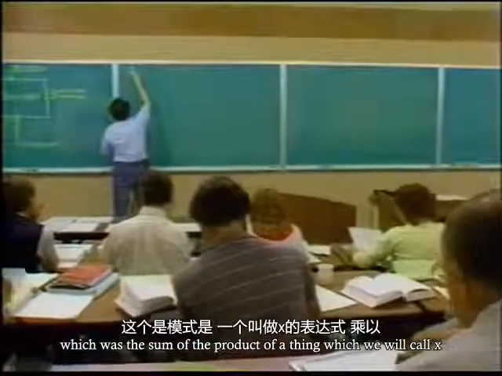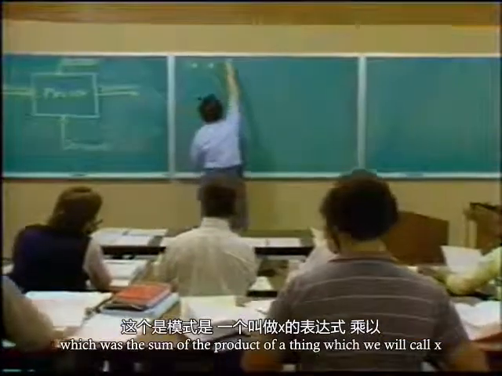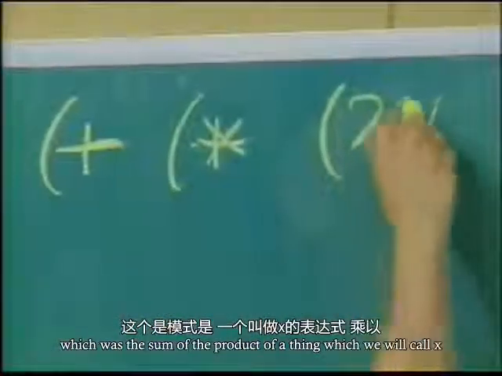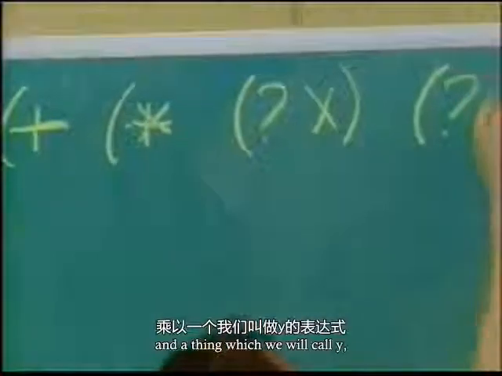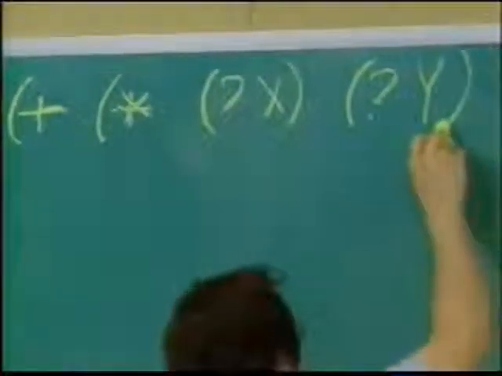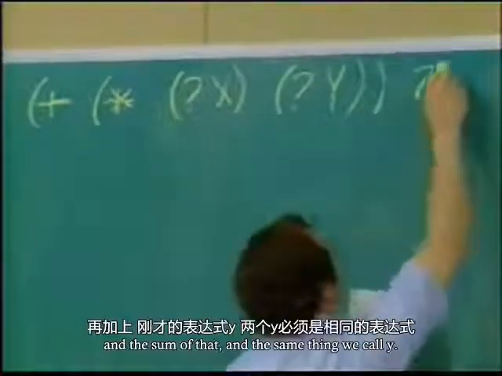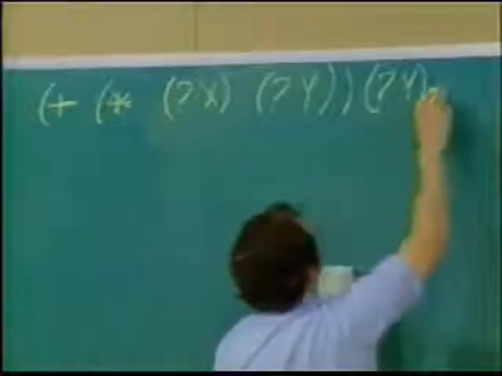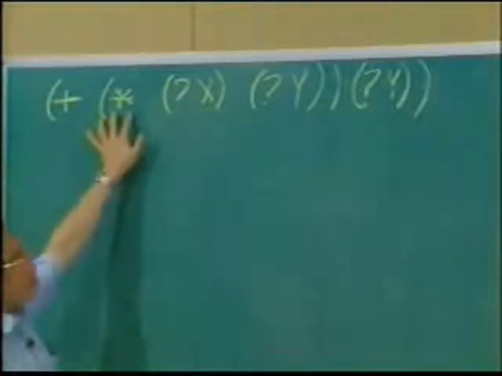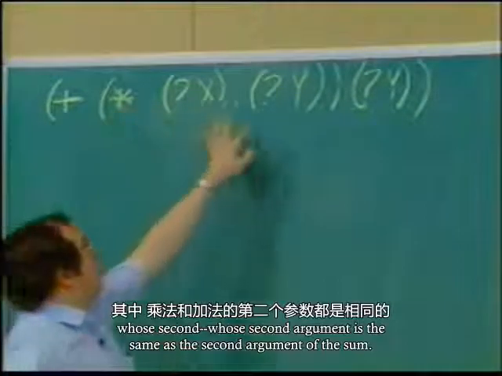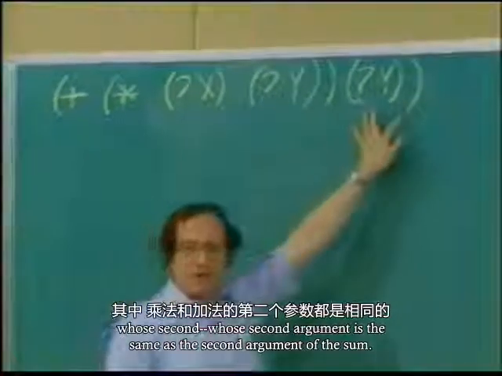Looking at that in a bit more detail, suppose I had a pattern which was the sum of the product of a thing which we will call x and a thing which we will call y, and the sum of that and the same thing we call y. So we're looking for a sum of a product whose second argument is the same as the second argument of the sum.